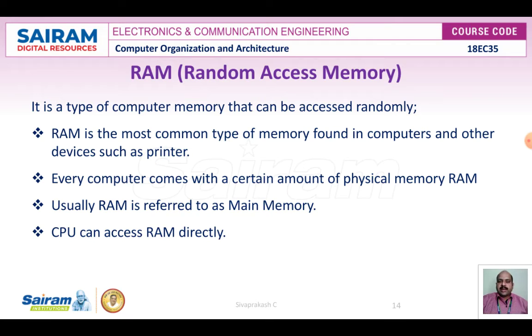So what actually is random access memory? It's a type of computer memory that can be accessed randomly. Random access memory is the most common type of memory found in computers and other devices such as printers. Every computer comes with a certain amount of physical memory, random access memory. Usually, random access memory is referred to as main memory. A CPU, or central processing unit, can access this random access memory directly.